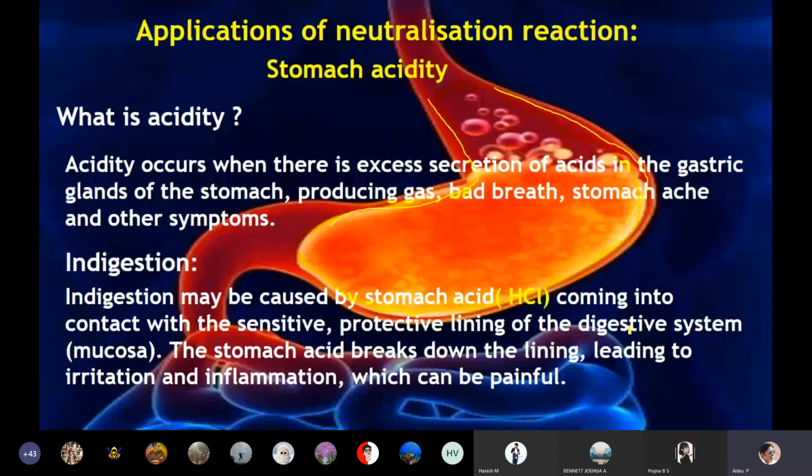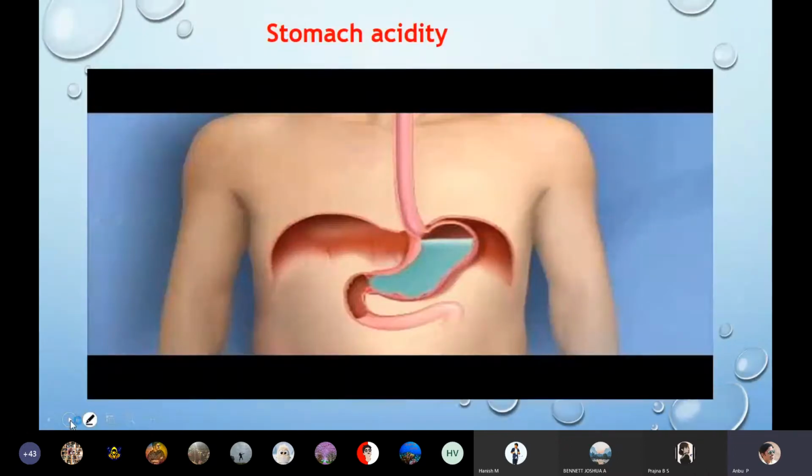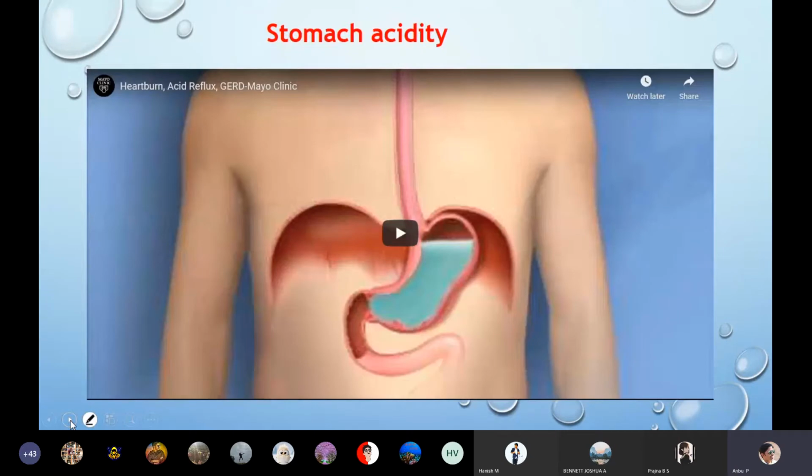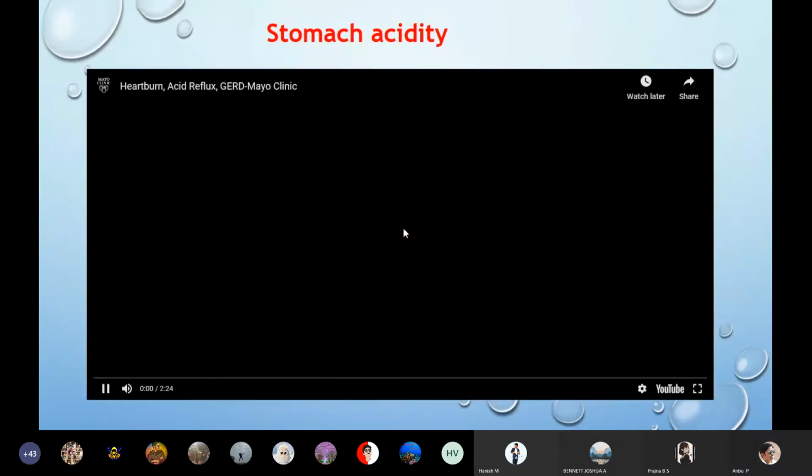So how has this neutralization reaction been used to cure acidity, or just to come out of the acidity problem? That is what we are going to see. And I will show you a video of how this acidity is happening nowadays. Commonly all people have this acidity problem, irrespective of age. Even at the age of 30, 40, 50, 60, this acidity is happening. It also depends upon the quantity of food, the quality of the food, and the timing of the food is most important. So these are the various reasons how stomach acidity is caused.